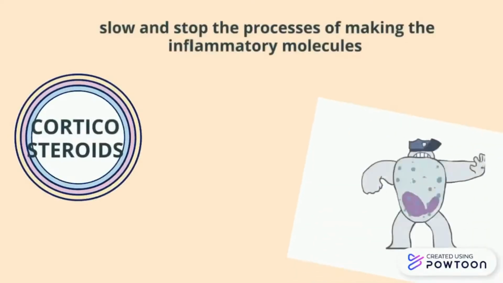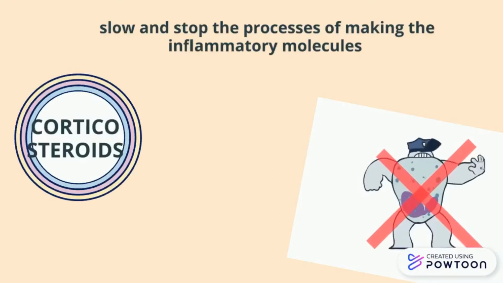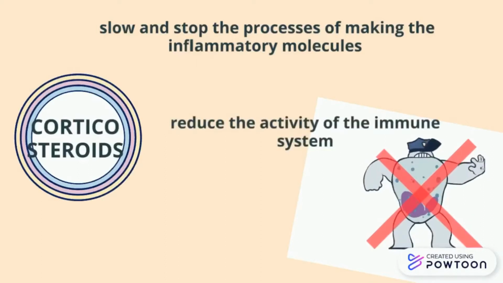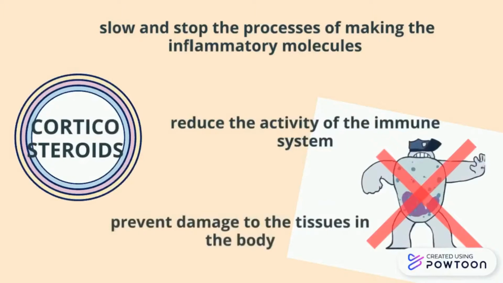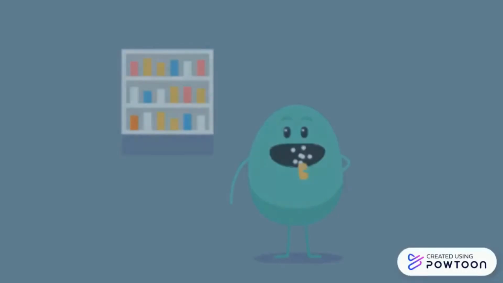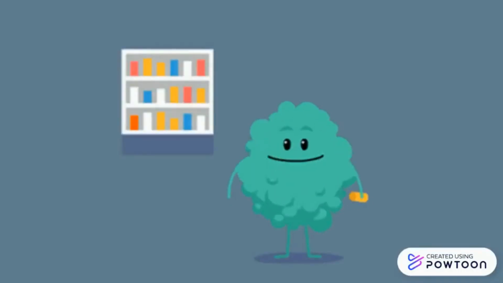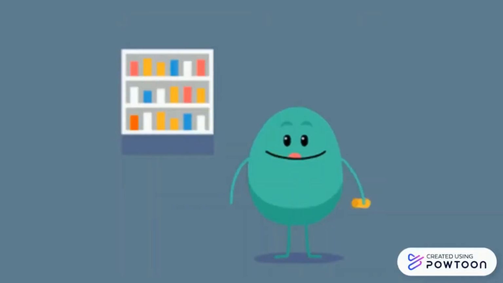Corticosteroids act by stopping the processes in your body that make the molecules involved in your inflammatory response, reducing the activity of the immune system, thus preventing damage to the tissues in the body. However, it can also cause many unwelcome side effects, so it is usually prescribed only when other medications are not sufficient to control lupus.